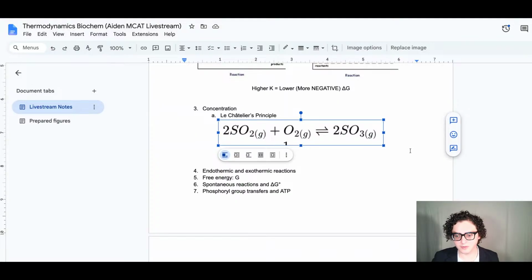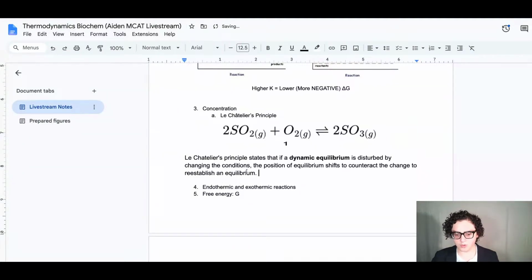Okay, beautiful. Here we go. So this equation plus this definition tells us what Le Chatelier's principle is. If a dynamic equilibrium is disturbed by changing conditions, the position of equilibrium shifts to counteract the change and reestablish an equilibrium. So if you took oxygen, otherwise known as O2, out of the system, the reaction would shift to reestablish an equilibrium. If you added O2 to the system, the reaction would shift to reestablish an equilibrium.